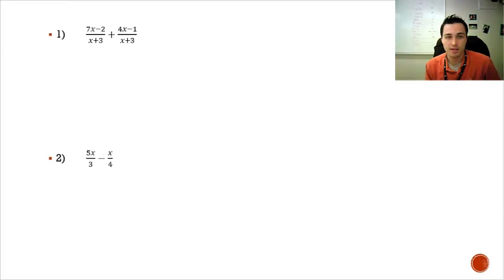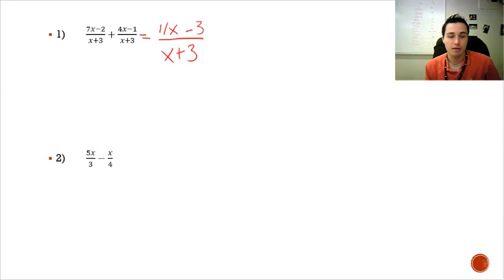So to add these, we're just going to combine any like terms on the top. Well, 7x and 4x combine to make 11x. And negative 2 plus negative 1 is negative 3. The denominator does not change. There are no like terms among anything here on top or anything here on bottom, so it's done. That's the answer.